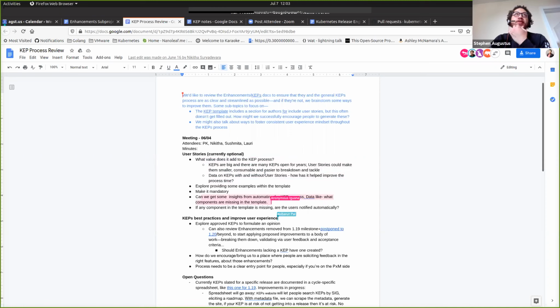I think one of the goals for this sub-project in general is to accelerate merge velocity for KEPs. I don't think that we should be responsible for the technical content of an enhancement, but I do believe that we should find ways to make sure that we're essentially greasing the wheels and making sure it's possible to merge these things when they're ready to get merged.